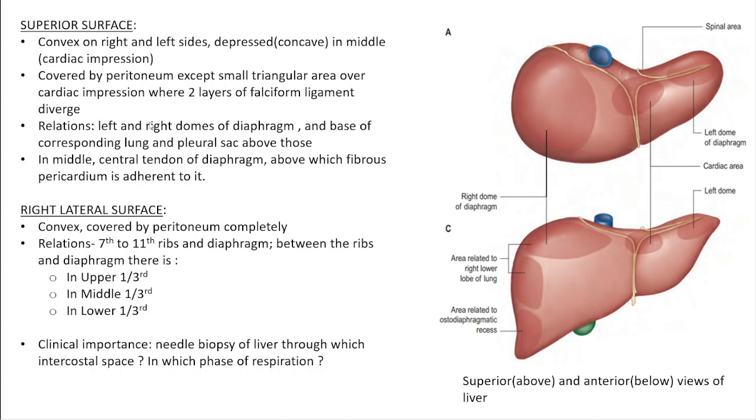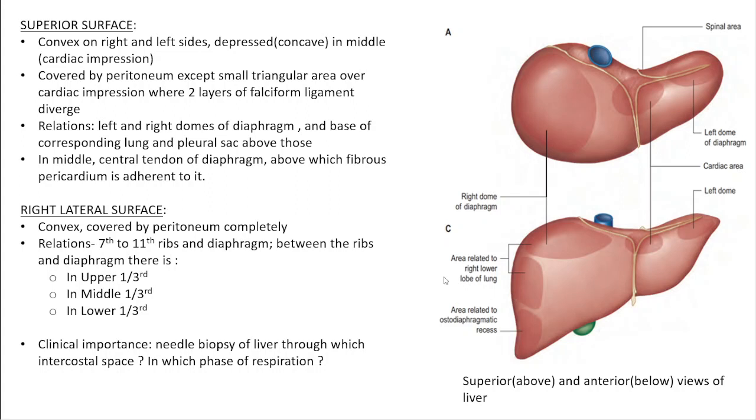Now, relations we have already done. Immediately above the right and left domes of the diaphragm, we have the base of the right lung and the basal part of the right pleural sac, and here we have the base of the left lung and the basal part of the left pleural sac. In the middle, obviously, there is the central tendon, and the fibrous pericardium is adherent above on the superior surface of the central tendon. Then we come to the right lateral surface, this one. We have already done that.